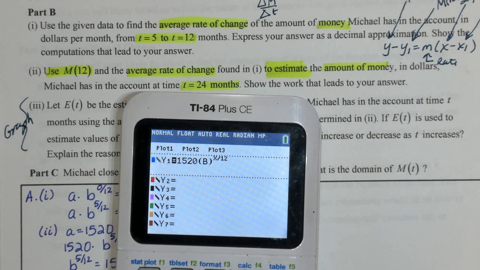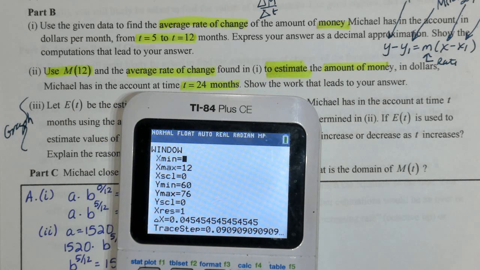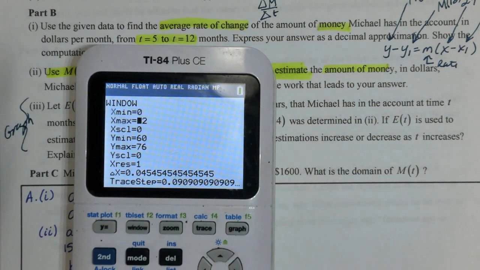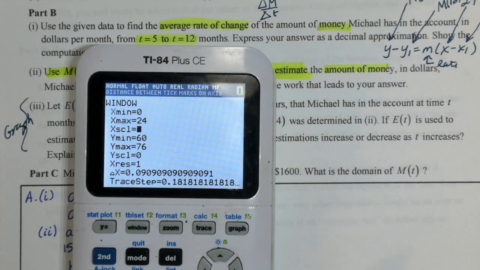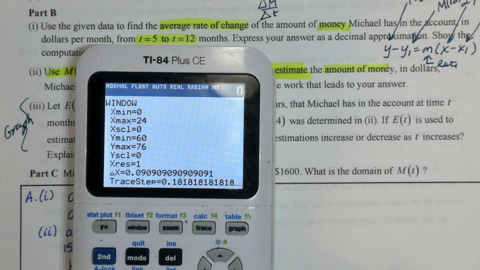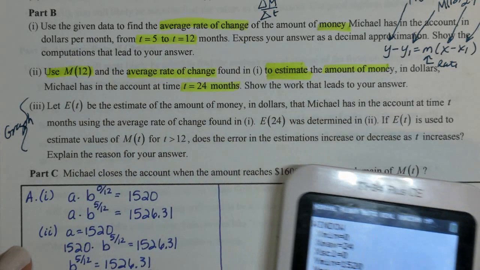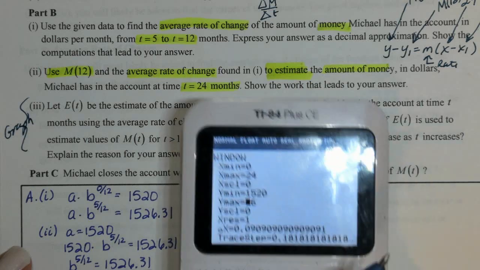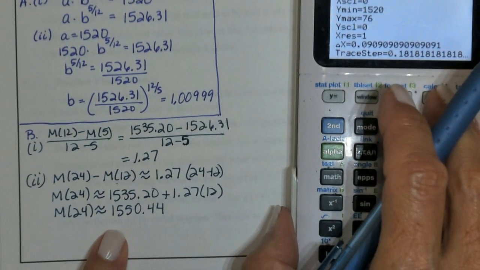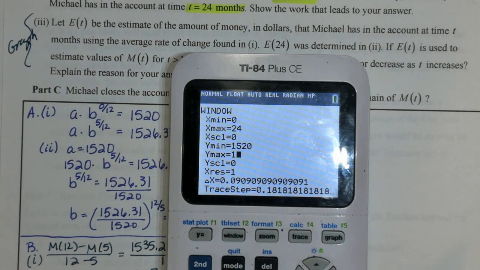Well, we have it stored in here. Shall we take a look at the graph? Let's go. We want to go beyond 12 months, right? And I think I might go beyond the 2 years because we approximated M of 24. Let's just go to 24. The lowest amount that could possibly be is the amount that he started with. We got an approximation of 1550 down here. Maybe I'll go to 1600.